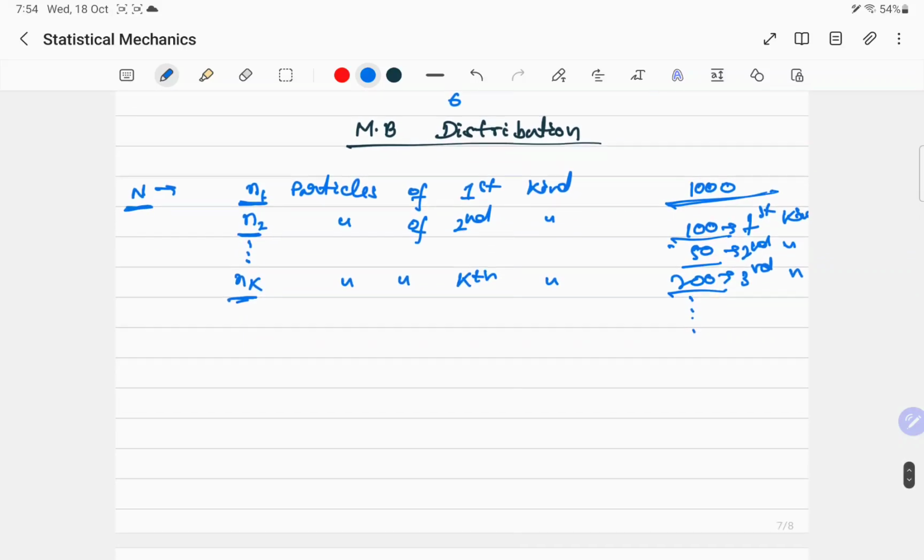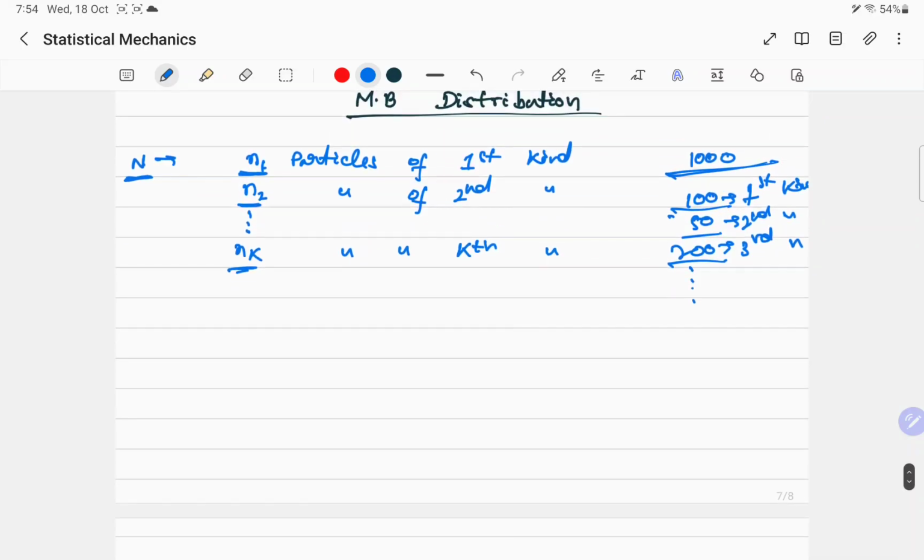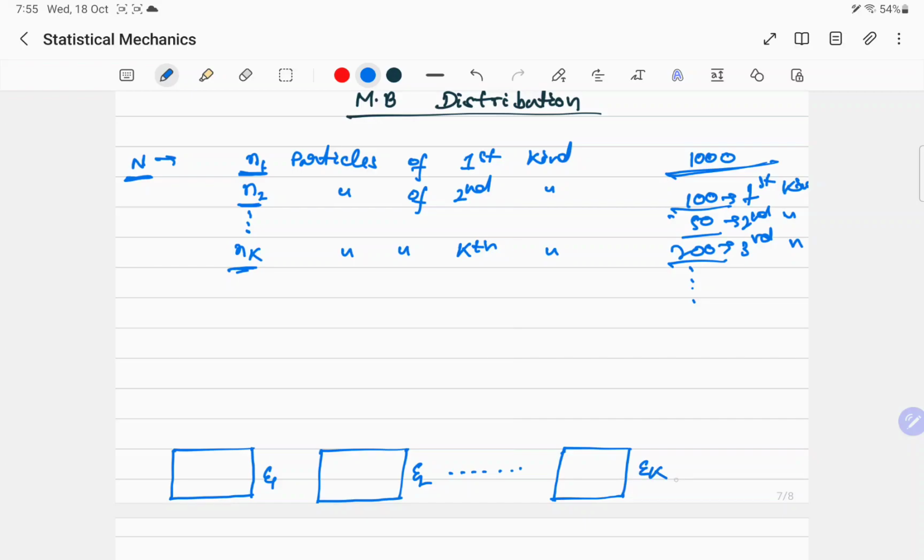Now I have to arrange them in energy cells, or let's say in energy boxes. Let's say the energy of the first box is epsilon 1. So this is the first box having energy epsilon 1. Then there will be a second box having energy epsilon 2, and there will be boxes like this, and the last one will of course have energy epsilon k.